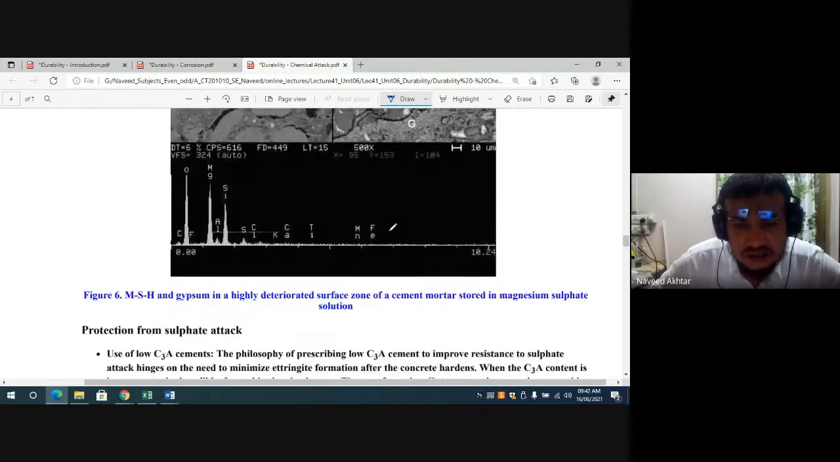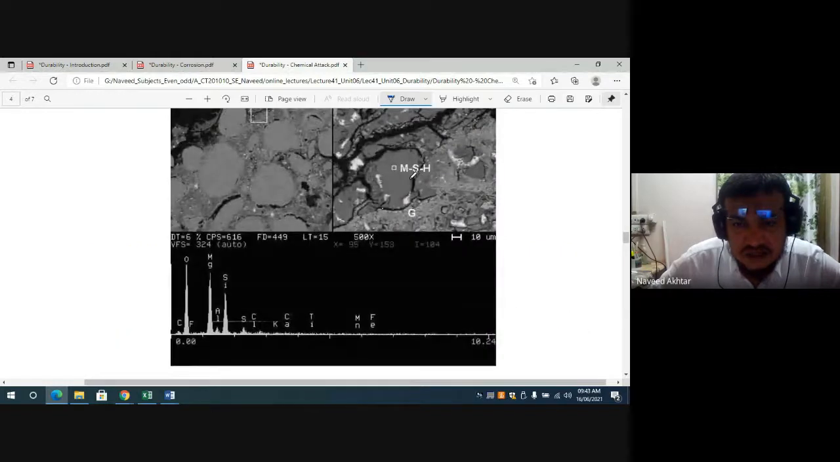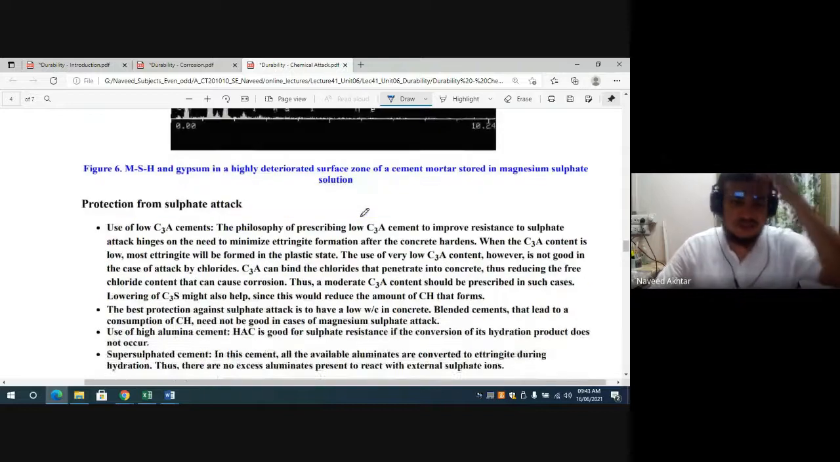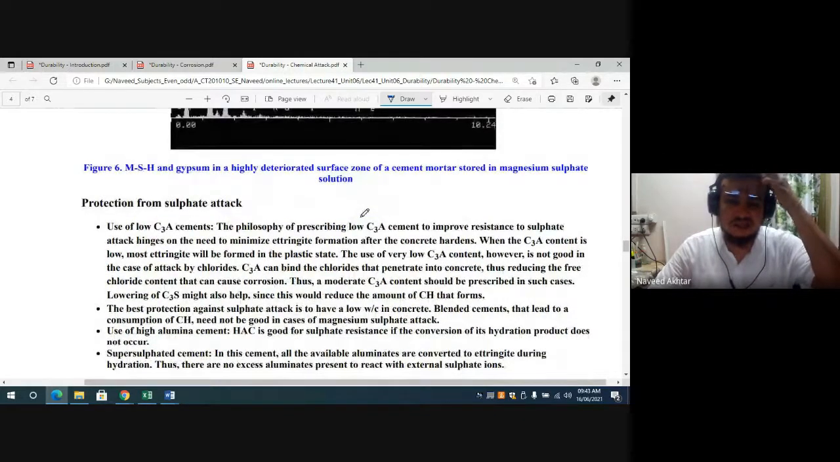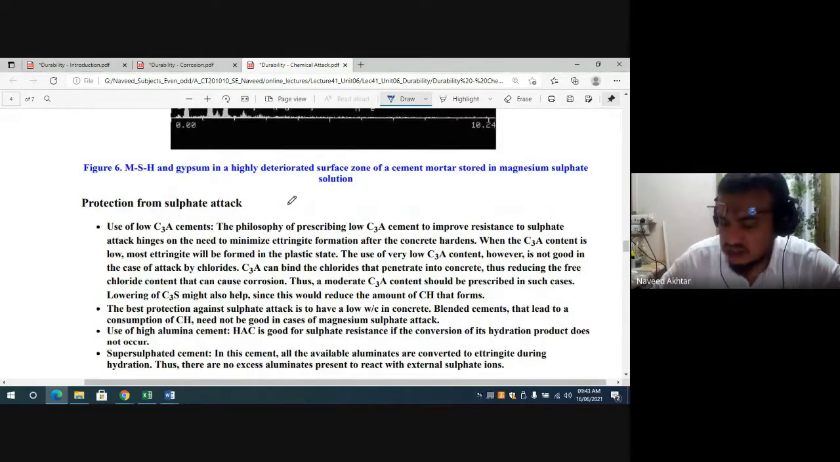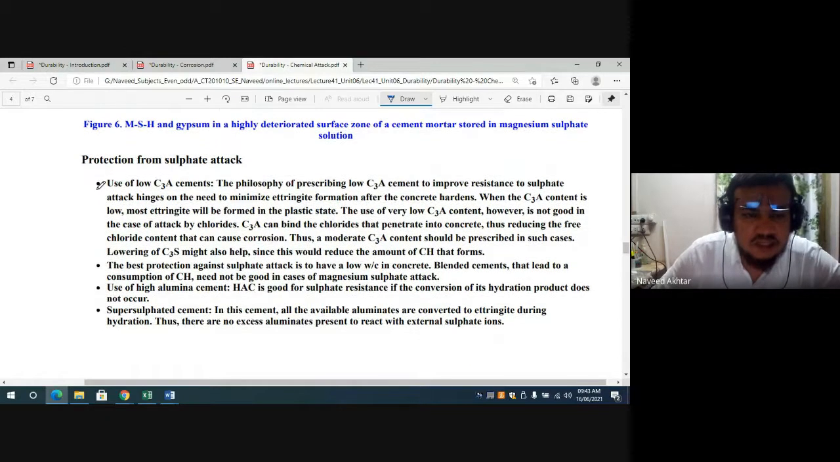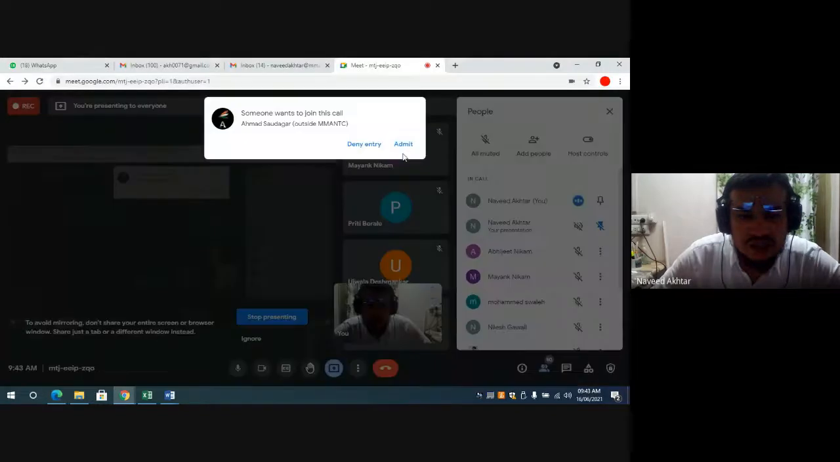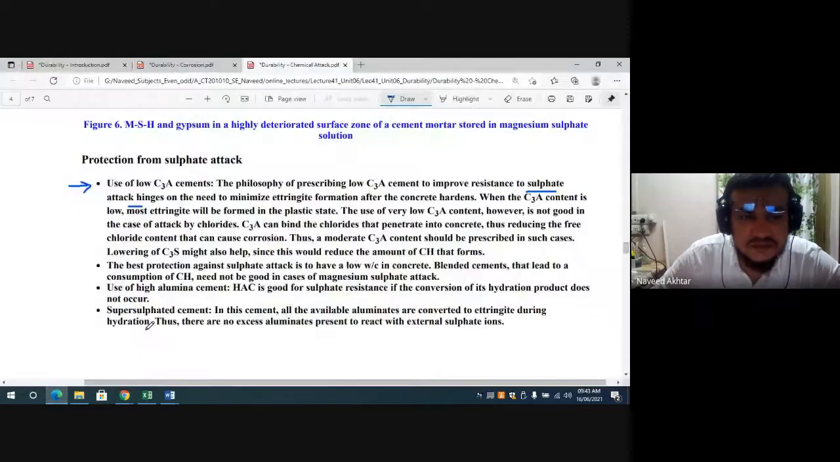MSH, magnesium sulfate hydrate MSH, and M is the magnesium, and magnesium is responsible for the expansion of your concrete, and that is harmful or detrimental. The use of C3A cement can improve the resistance to the sulfate attack.